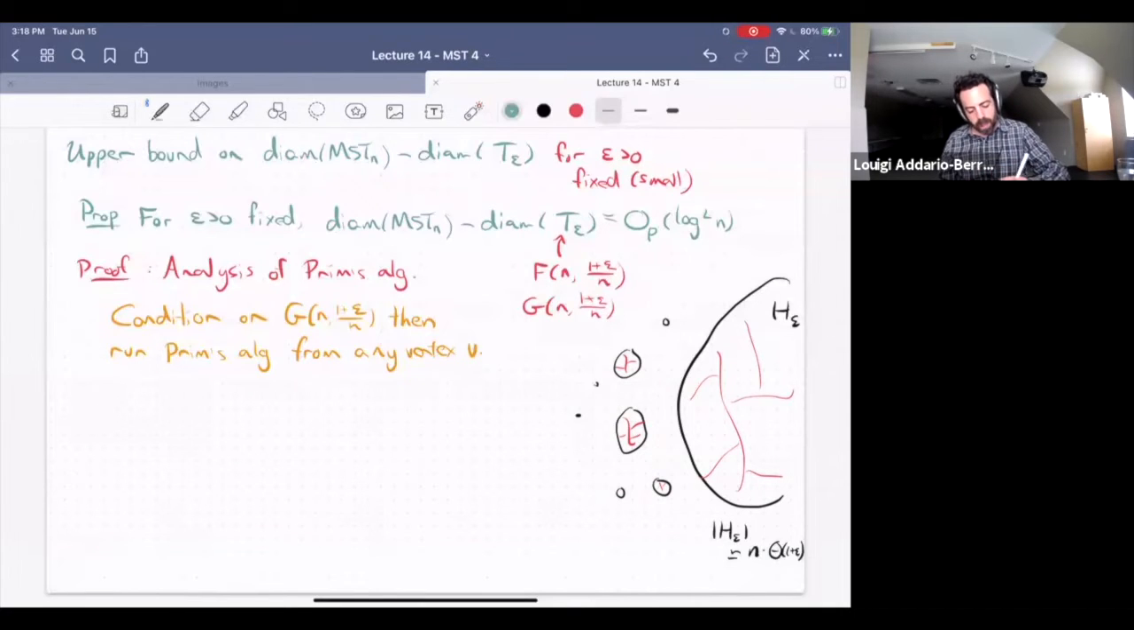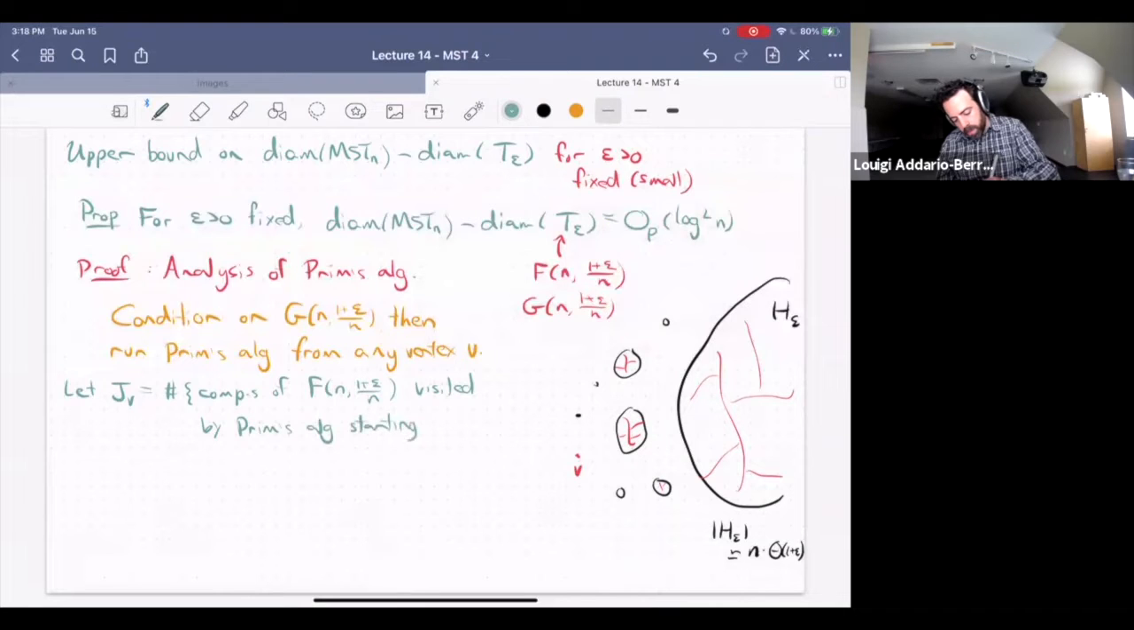To formalize that, let me write J_V for the number of components that Prim's algorithm goes through if we start at vertex V until it gets to H epsilon. So this is the number of components of F(G(n, (1 plus epsilon)/n)) visited by Prim's algorithm starting from V and before reaching T epsilon. This spanning tree of H epsilon over here is T epsilon.